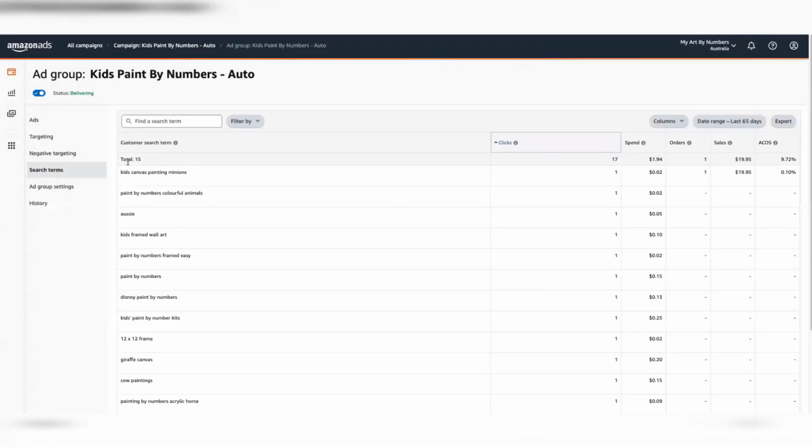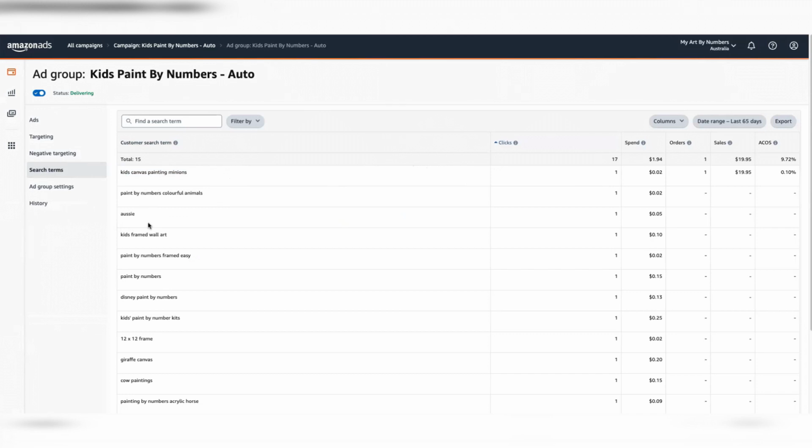But let's just have a look. So this one's actually had a sale. Kids canvas painting minions. That's quite very specific. One click, one sale. Paint by numbers, colourful animals. That sounds relevant.